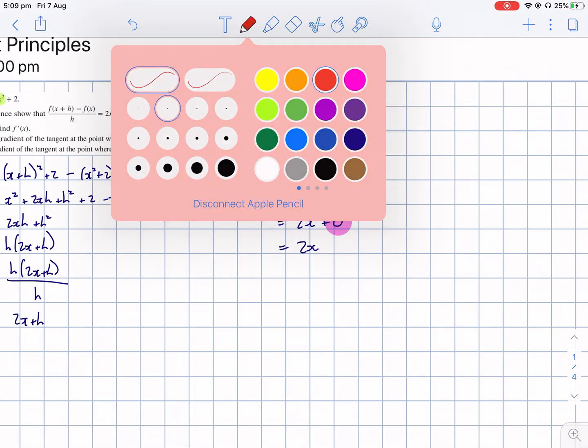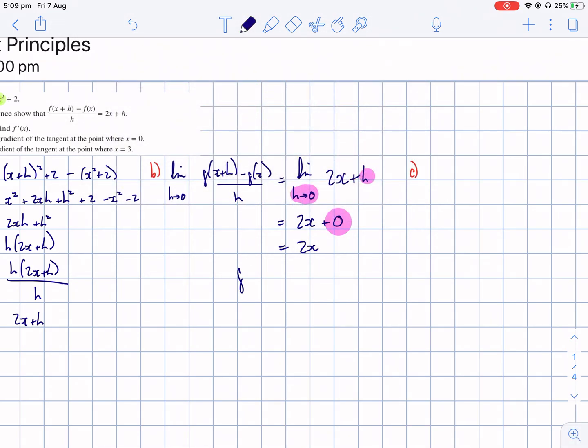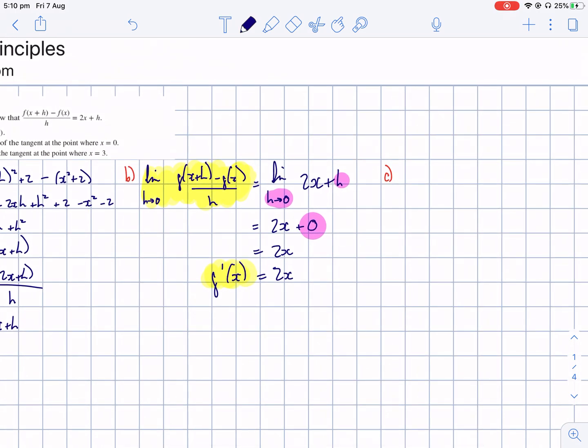All right, question C. That means f dash is 2x because when you find this thing, that does tell you the derivative. So that means at all points along this quadratic, the gradient of the line at that exact point is going to be 2 times the x value.